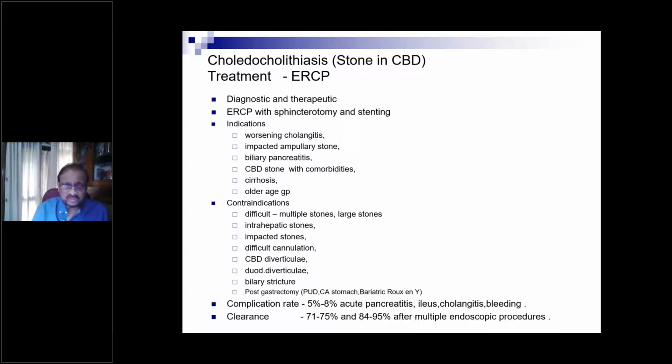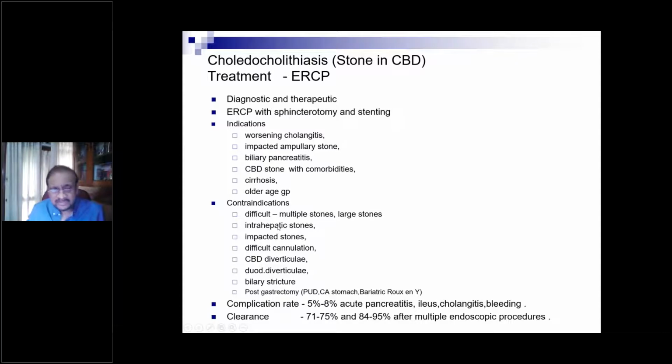An impacted ampullary stone, again, is going to release the pent-up bile into the duodenum. A biliary pancreatitis, a CBD stone with comorbidities, where surgery may not be possible at that point of time. A patient who is cirrhotic or of an older age group, let's say 70 or 80 years, does not want surgery, and you also decide that surgery may not be a good option in this patient. So these are some of the indications where ERCP scores above an open operation.